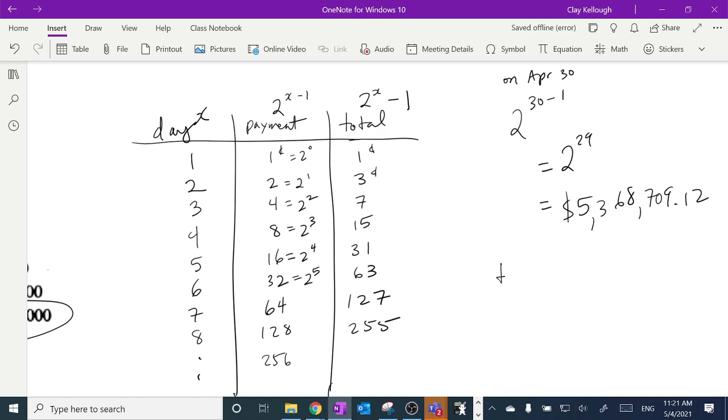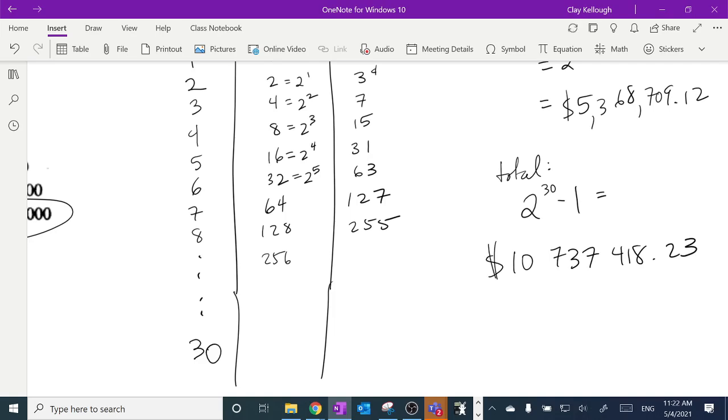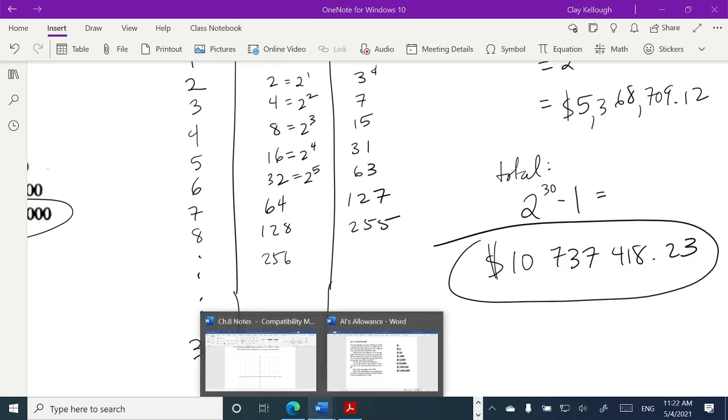The running total for the month is 2 to the 30 minus 1. So it's basically double this number and then minus 1. So that's what I'll do. I'll just times it by 2 and minus 1. Oh, wait a minute, minus 0.01 because I put it into cents. So it's going to be $10,737,418.23. So there we go. And that's the way the numbers take off on you when you're dealing with that kind of math.